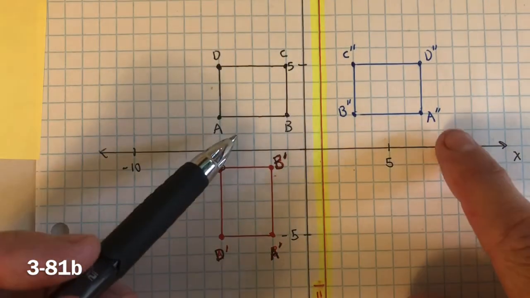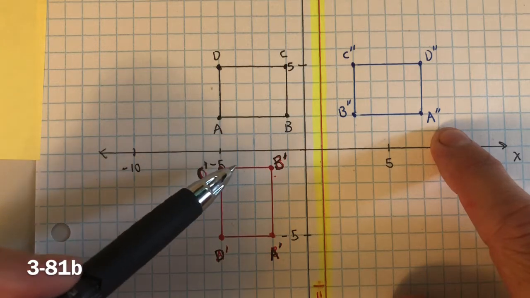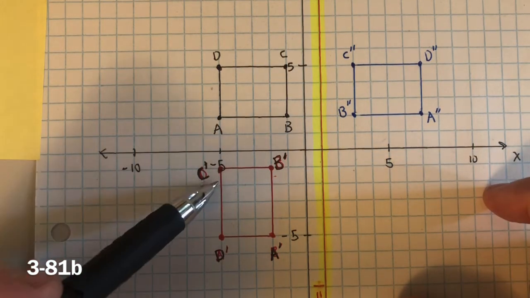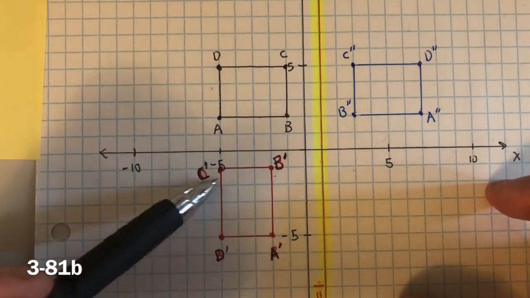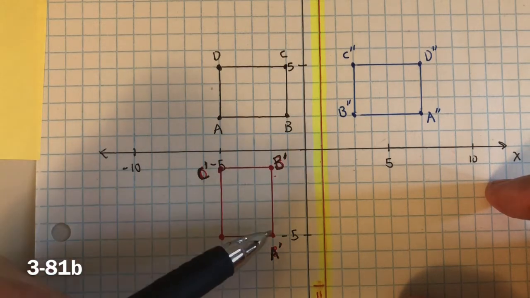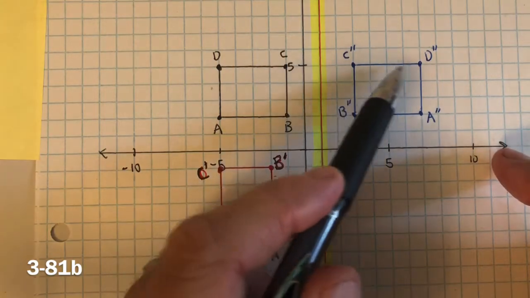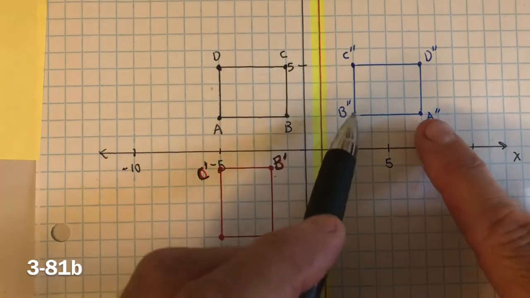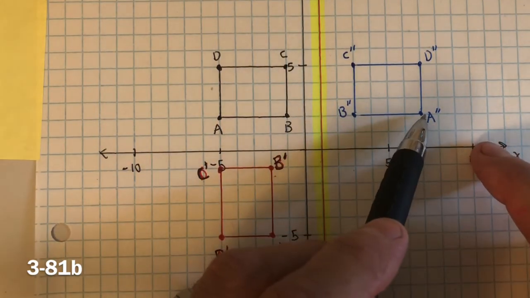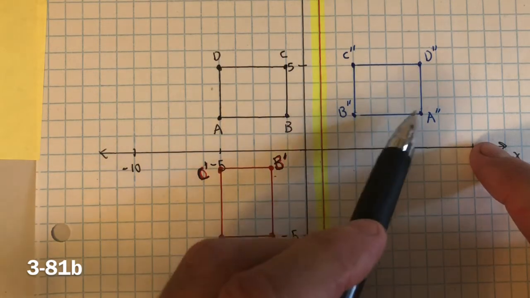The reason why we're calling this double prime and not prime is because our first transformation on this graph was this one, rectangle ABCD prime. So since this is our second transformation on the same graph, this is going to be rectangle ABCD double prime.